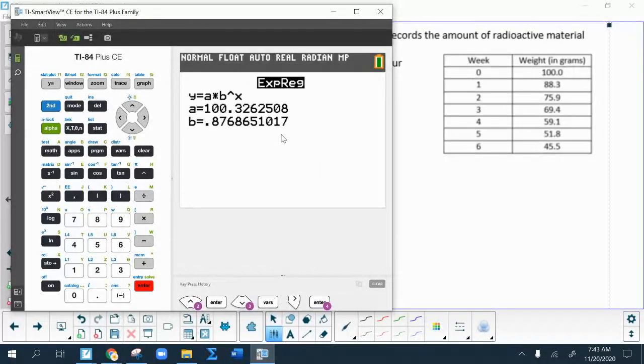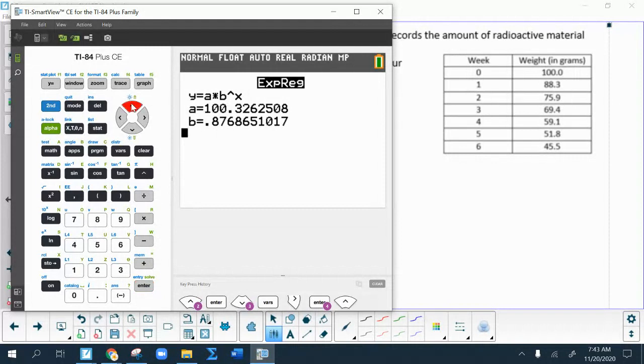If you have an older calculator, I'll show you in a second because it's actually on the screen how you need to type it in. I just need to scroll back up. All right, here is the answer where it's saying the initial amount is about 100.326, which remember it's calculating it based off of making an equation. So that's a pretty good match. And then we get this B value, which is less than 1, which makes sense because we're decaying.